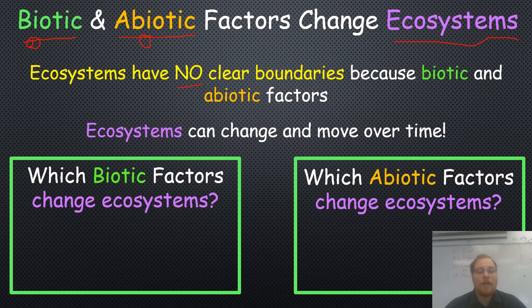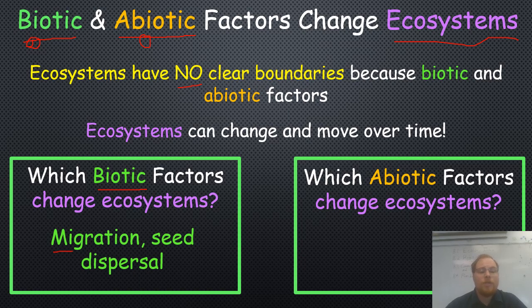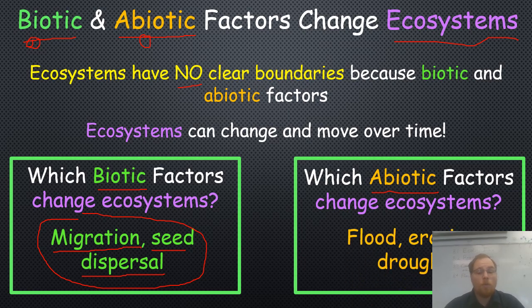If we're talking about how they can change biotic factors, you can change from things like migration of birds or a population of animals or seed dispersal, seeds carried by the wind or something like that. And it causes the environment to kind of grow or shrink depending on what happens with these animals and what they're doing. Abiotic factors can change the ecosystem too, and actually even more. Things like floods, erosion, and drought can cause an entire ecosystem to change from one to the other, or maybe shrink and change the boundaries of the ecosystem itself.